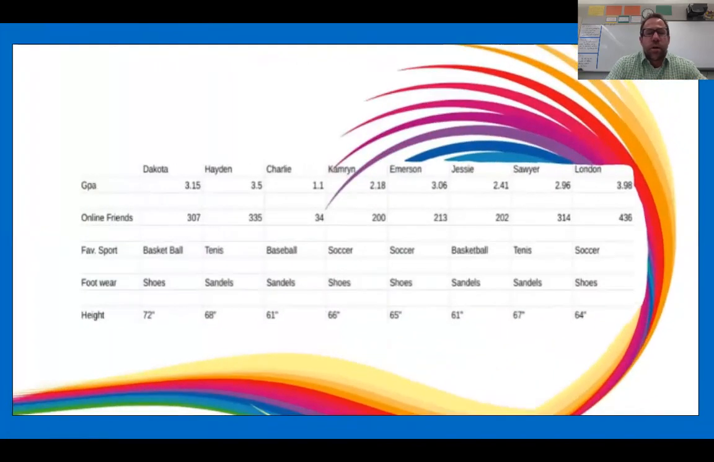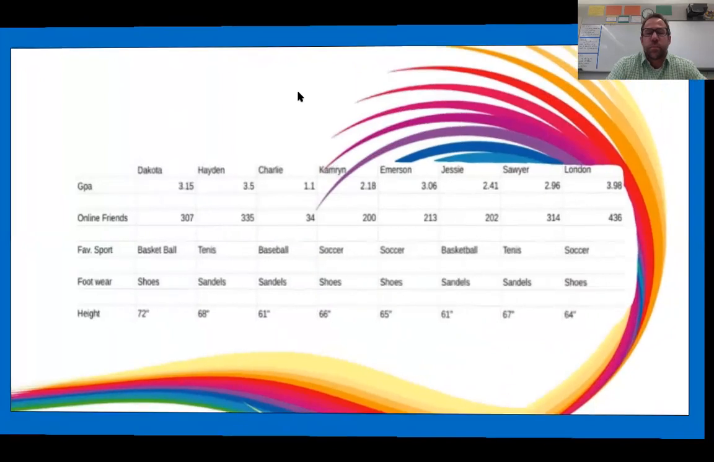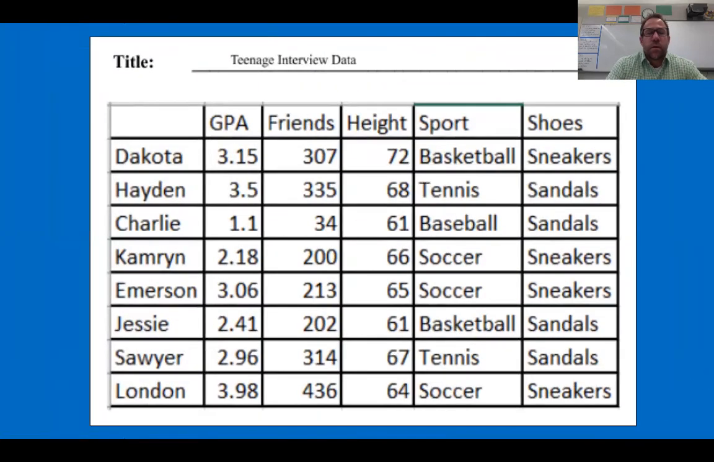And this one is your classic spreadsheet chart, but it's got a nice little outline here, so that's really nicely done. And this one is more of your classic chart, and this one's very clear and concise. You can see all 8 students and GPA, friends, height, sports, and shoes. Okay, so you guys did a great job on that.